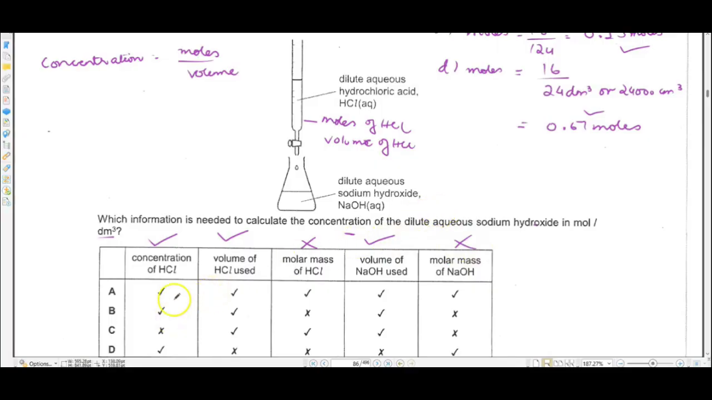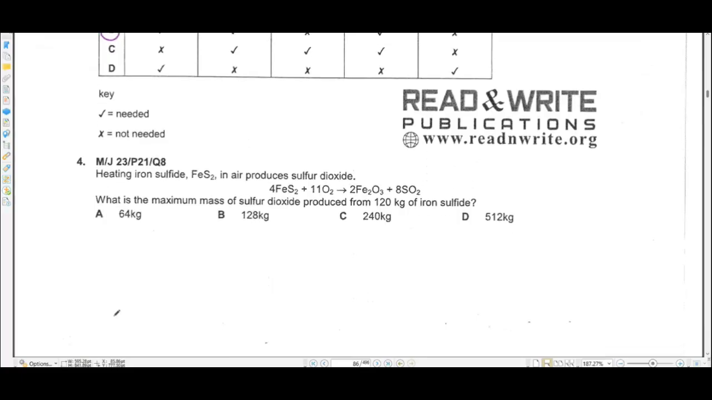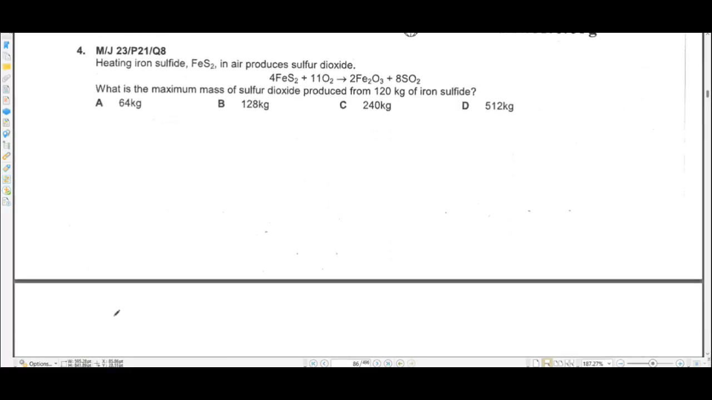So we are looking for some pattern that looks like this. So this requires everything. B requires these two things, not these, this. So B is going to be our correct answer. You will get to know this question in detail. Okay, we will do it later, so I'll refer to this question at that time. Okay. Question number 4.